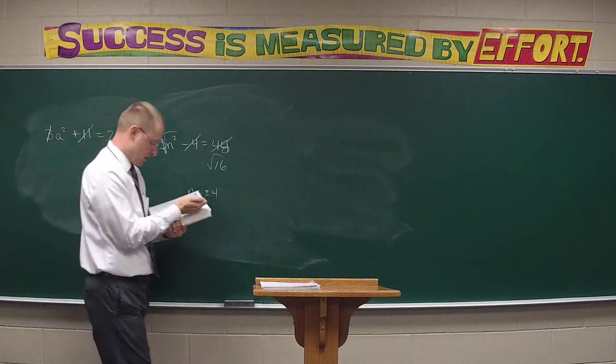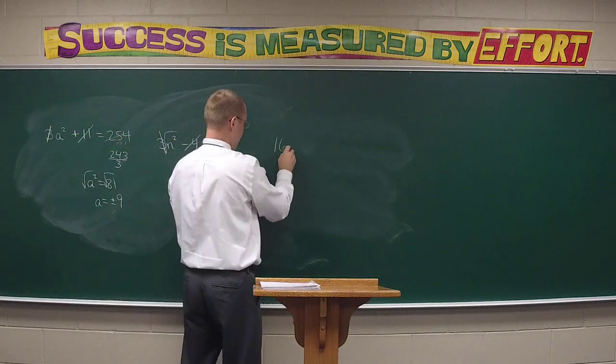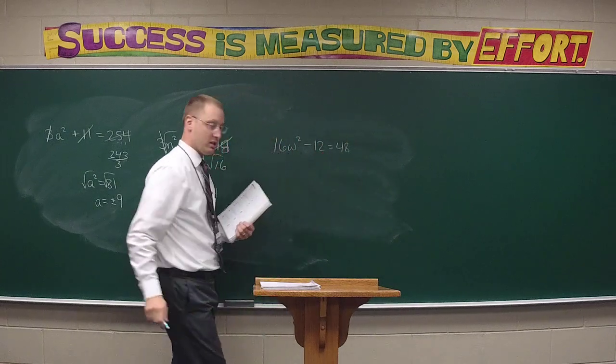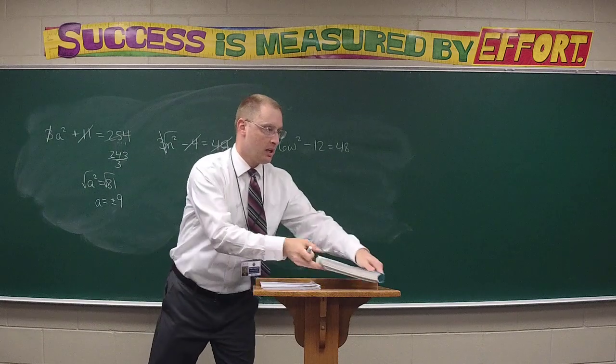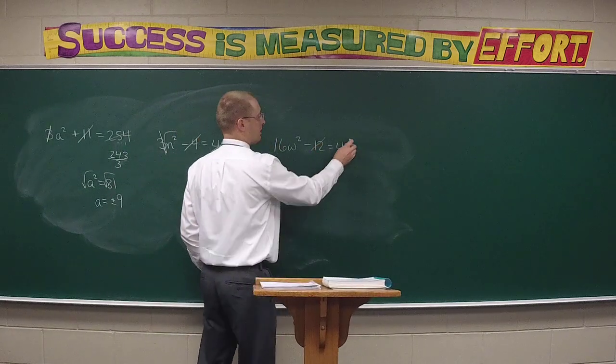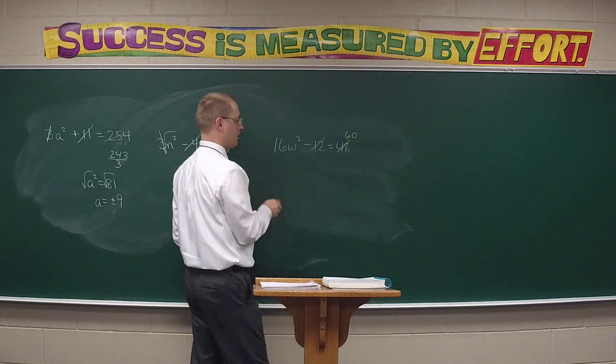How many have positive, negative 4 like Kendall did on number 14? Excellent. Number 16, we had 16w squared minus 12 is equal to 48. What we need to do here, Brandon? Add 12, to get 60.